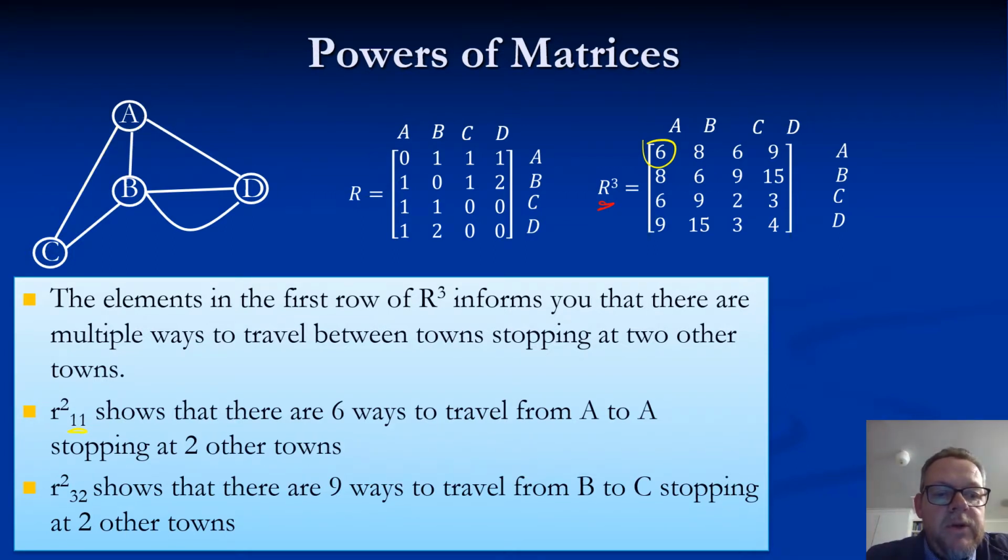Okay, now we're looking at this one, row 3, column 2, tells me that there's 9 different ways to go from B to C. Is that right? No, that looks like I'm starting at C and I'm finishing at B. Whoops, that's C to B by the looks.